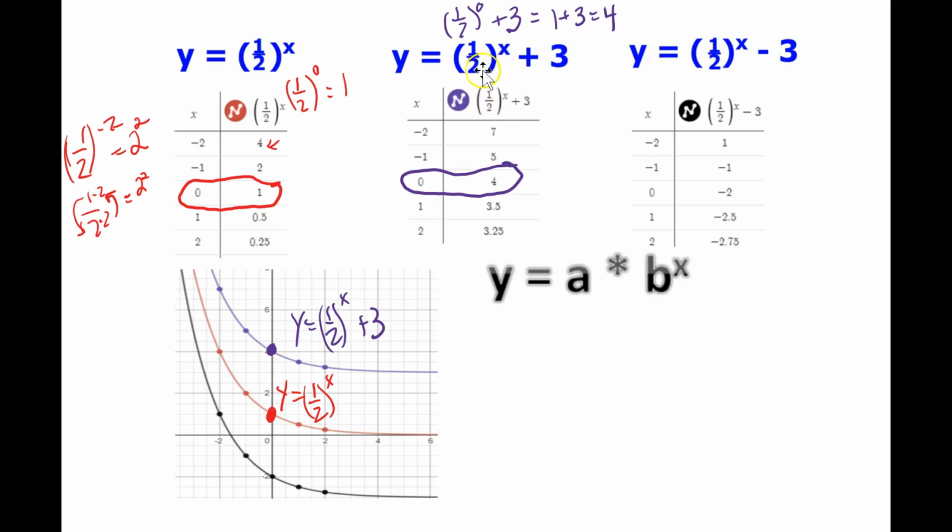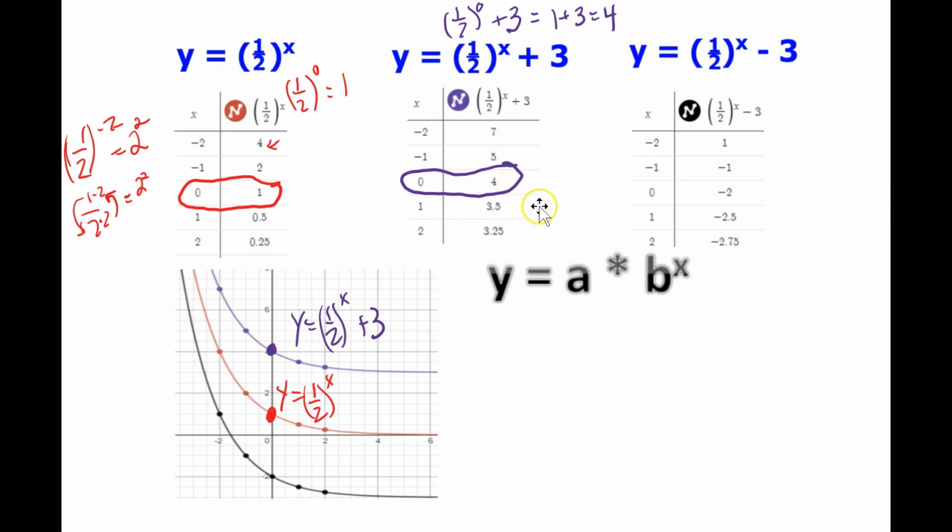So this is really right here 2 squared plus 3, which is 7. 4 plus 3 is 7. This is now 2 to the first power plus 3. Well, 2 to the first power is 2, plus 3, which is 5. Then this becomes 2 to the 0, which is 1, and now 1 plus 3 is 4.